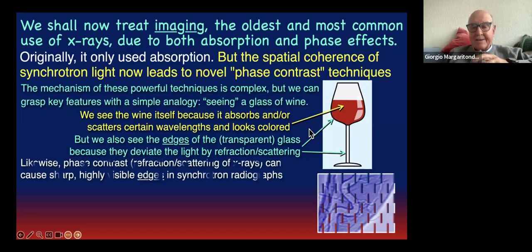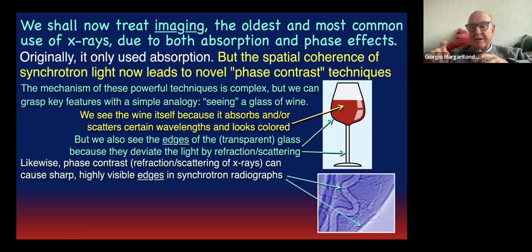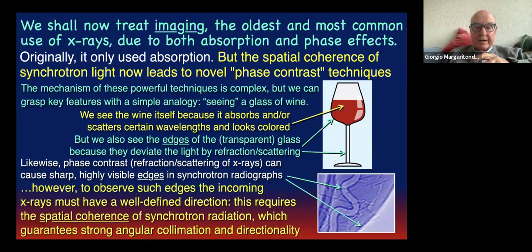Likewise, if you are looking back at the images that I proposed to you a short time ago, then you realize that the fantastic quality of these images is coming primarily from edges that become very visible, okay? And this is possible because of the spatial coherence, because in order to get these effects, you need to have directionality of the X-rays, and therefore small angular divergence and strong angular collimation. So that is why spatial coherence gets into the scene.